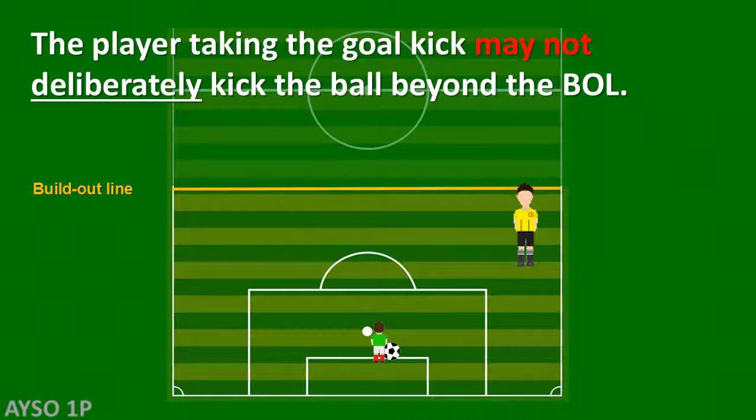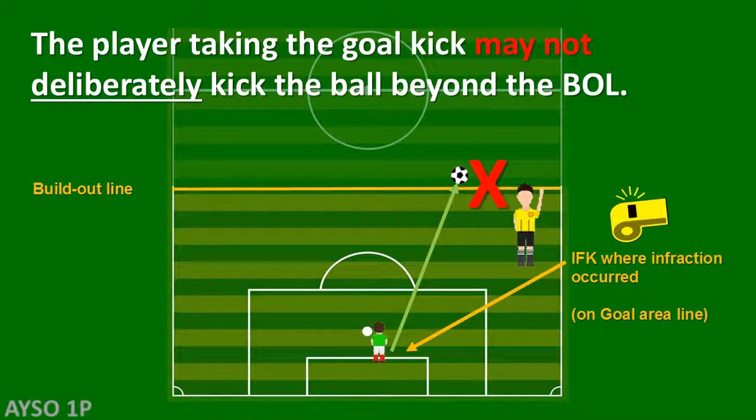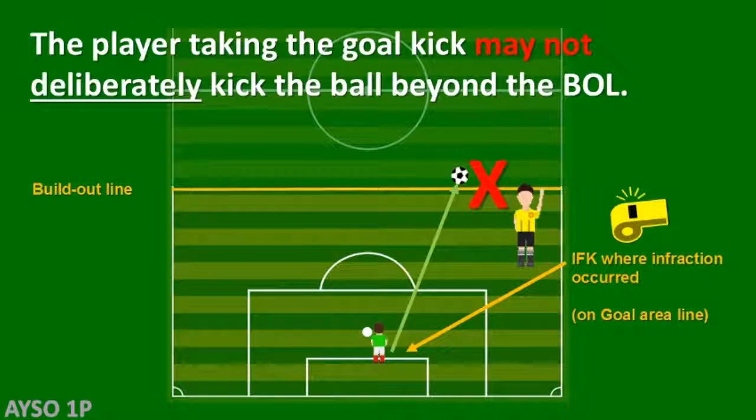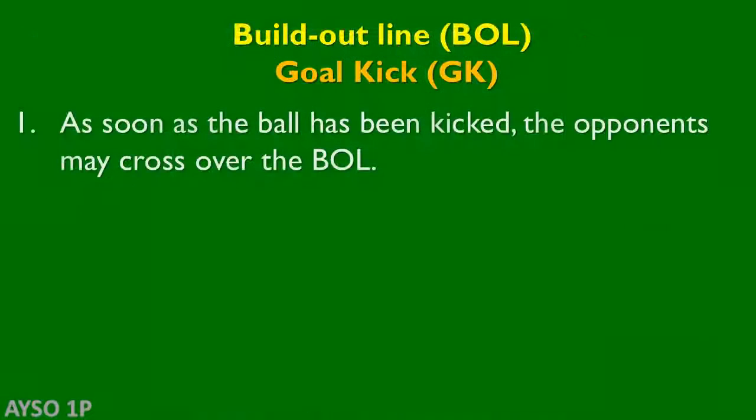If, in the opinion of the referee, the ball is deliberately kicked beyond the build-out line, the referee should stop play and award an indirect free kick to the opponents. The free kick would be from the goal area line, parallel to the goal line, closest to where the goal kick was taken. As soon as the ball has been kicked, the opponents may cross the build-out line.